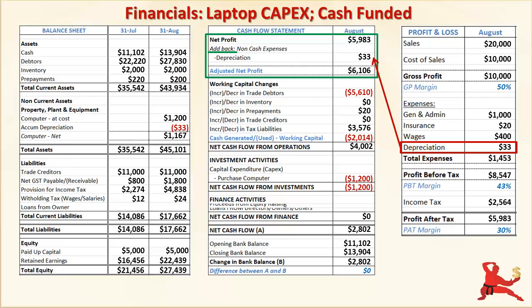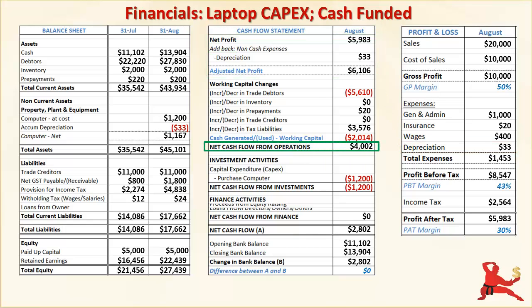You could think of that adjusted net profit figure as a rough proxy for cash profit before the timing impact of working capital items. So in month 8, your operating activities generated $4,002 in cash and you spent $1,200 on the computer. The overall net cash flow for the business in month 8 is $2,802.